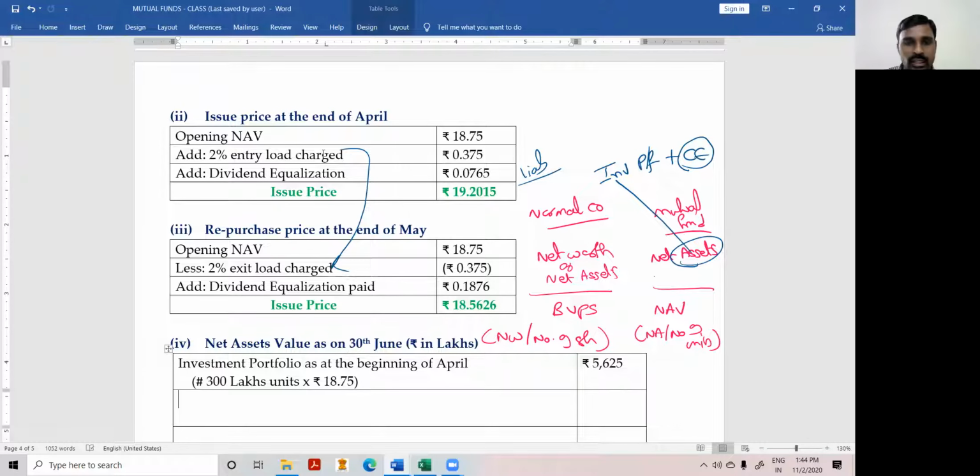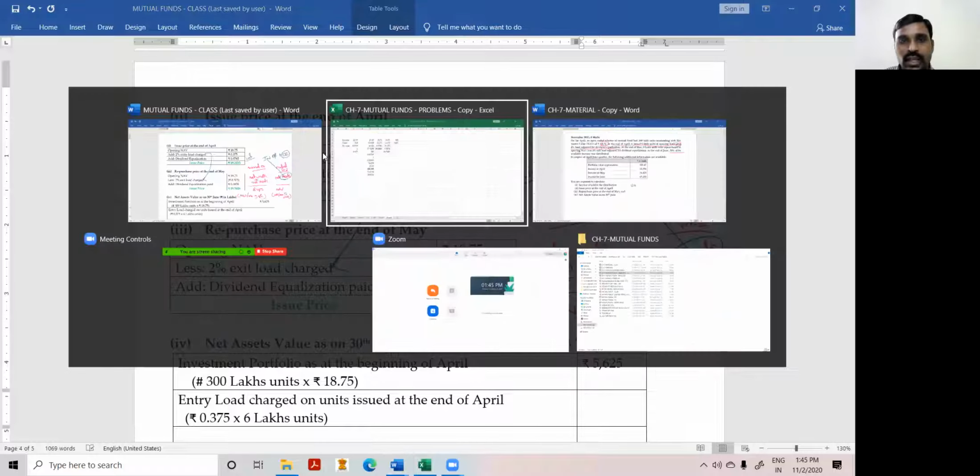Take that entry load and exit load. Entry load charged on units issued at the end of April. How much have we charged per unit? Per unit we have charged 0.375. Into how many units have we issued? 6 lakhs units issued.